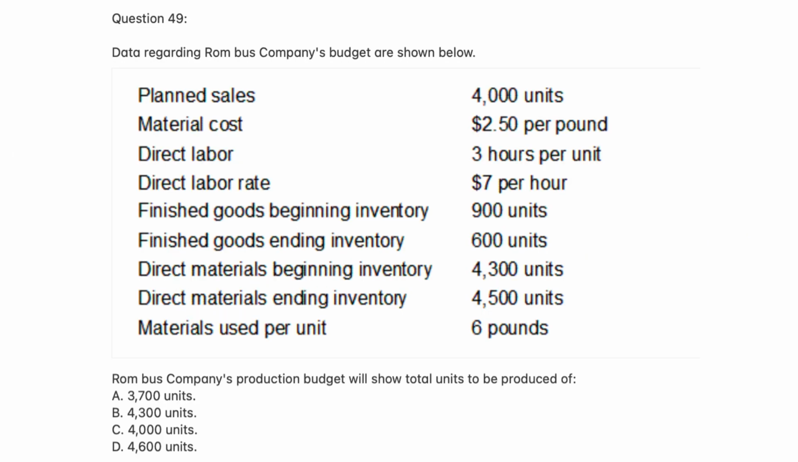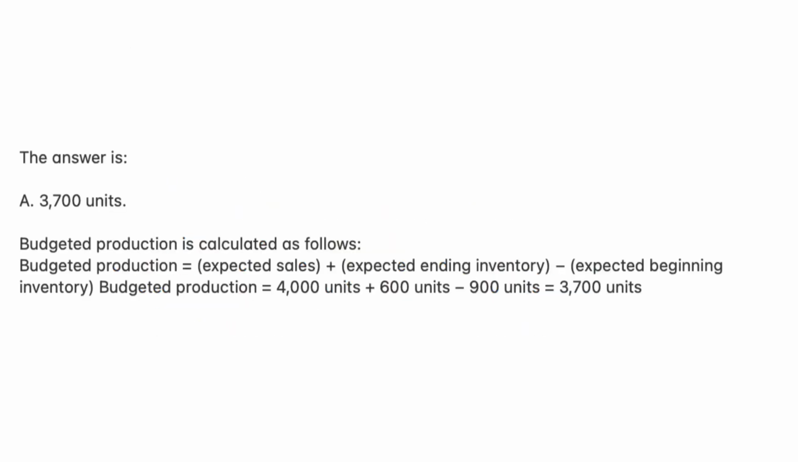Question 49. Data regarding ROM Bus Company's budget are shown below. ROM Bus Company's production budget will show total units to be produced of A. 3,700 units, B. 4,300 units, C. 4,000 units, D. 4,600 units. The answer is A. 3,700 units. Budgeted production equals expected sales plus expected ending inventory minus expected beginning inventory, which is 4,000 units plus 600 units minus 900 units equals 3,700 units.